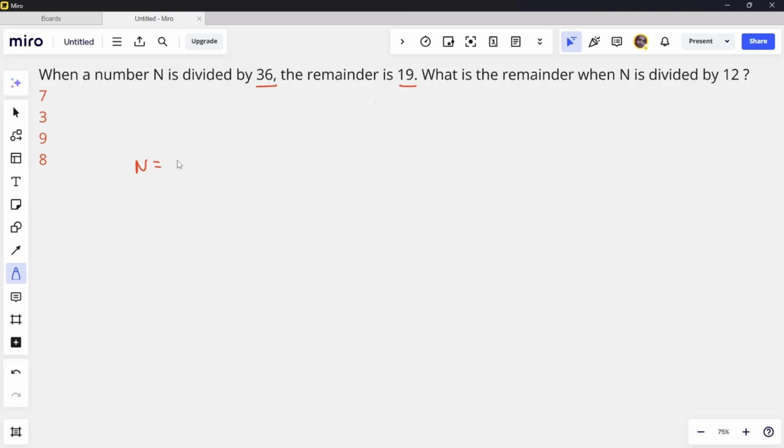So if the number is directly a multiple of 36 and if we add 19 to that number, let's suppose this is 36 plus 19. Okay. So what will it become? 9 plus 6 will be 15, 5, 1 carry, 3 plus 1 is 4, and it will become 5. Okay. So it is 55. So if we divide this number by 36, it will definitely leave a remainder of 19. Okay. It will definitely leave remainder 19.